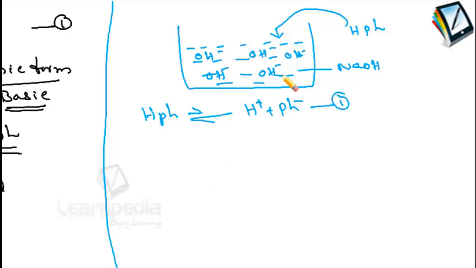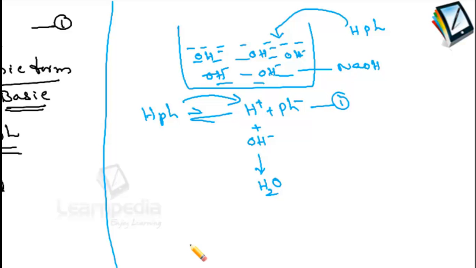Now since the solution contains a large excess of OH minus ions, these OH minus ions in solution immediately combine with the H plus to give water, and as a result of this reaction the H plus ions in the system decrease and the equilibrium shifts to the right hand side.